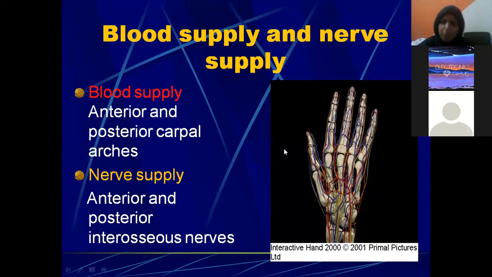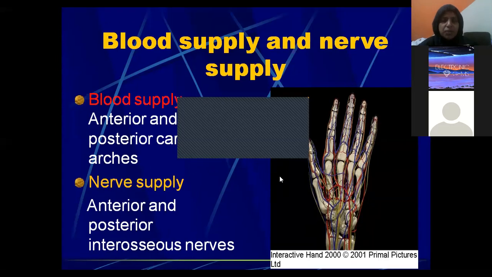Now, do you remember the superficial and deep palmar arches? Try to review once. So that means the recurrent branches which are coming from here, they form the carpal arch, I said. From anterior aspect, anterior carpal arch; behind you have the posterior carpal arch. So nerve supply is anterior and posterior interosseous nerves.